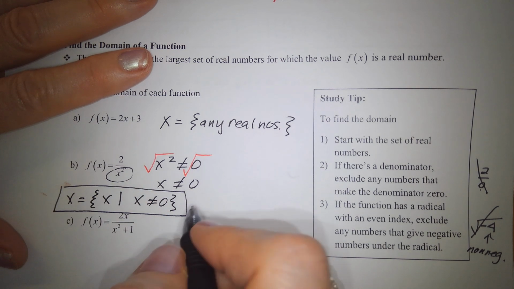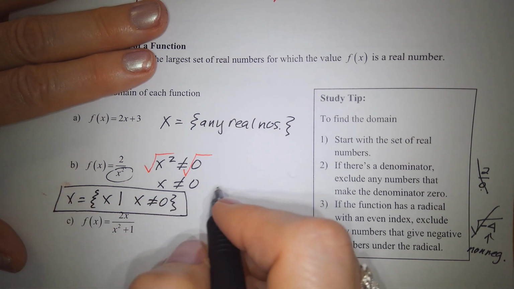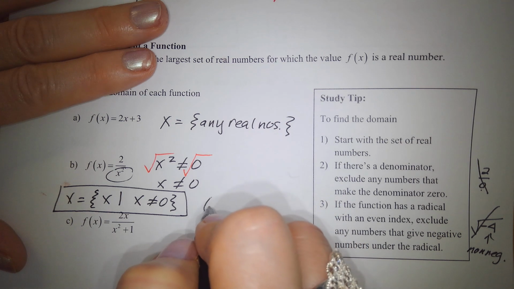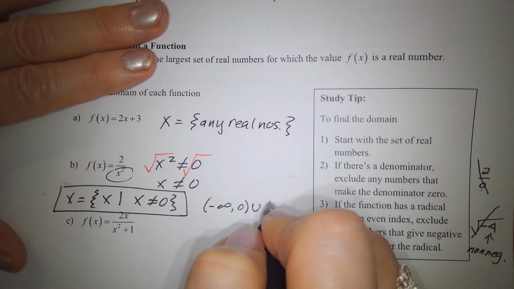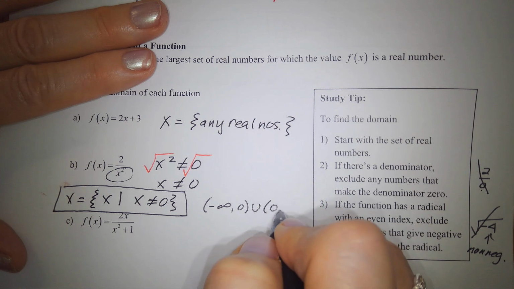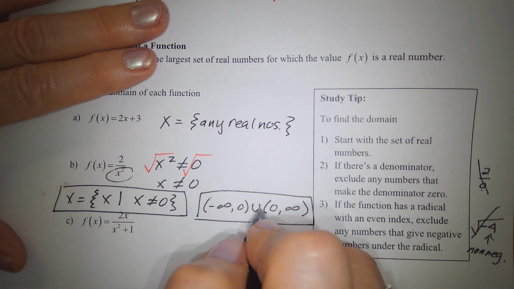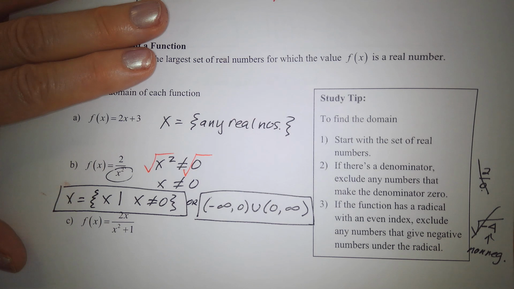Another way to write that would be in interval notation. If we were to write this in interval notation, I would write any number as long as it's not 0. So that means it could be any number from negative infinity to 0, or it could pick right back up at the other side of 0 and go to infinity. But I had to exclude 0 in the middle. So you could write the domain either way.